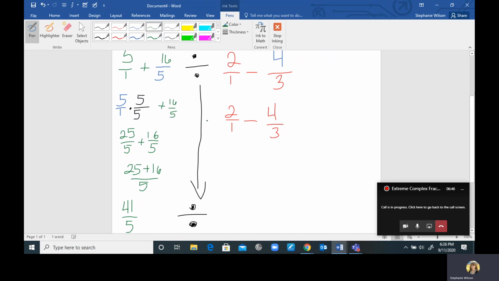So I asked myself, what do I multiply this denominator by to get it to be 3? Well, in this case, it's just 3. What you do to the bottom, you do to the top. 3 times 2 is 6. 3 times 1 is 3. Yay, my denominators are the same. That's what I wanted. So now I can just rewrite this one more time. I got 6 minus 4 all over 3.